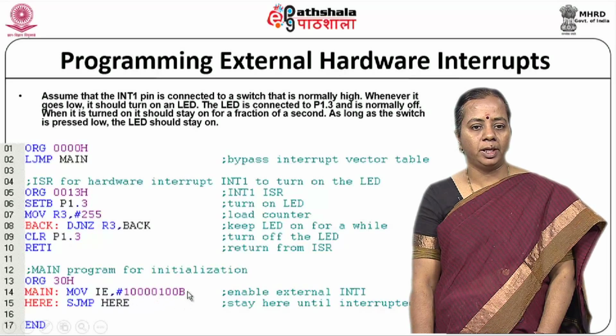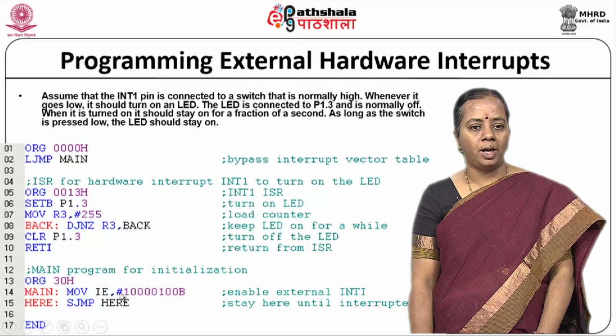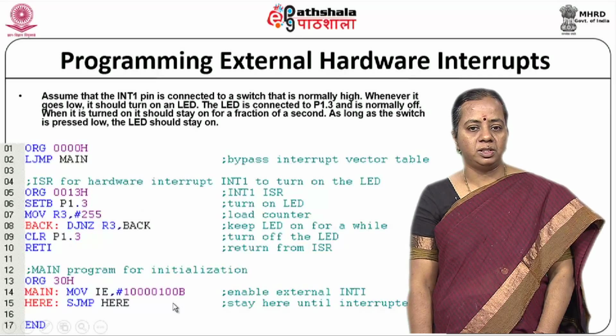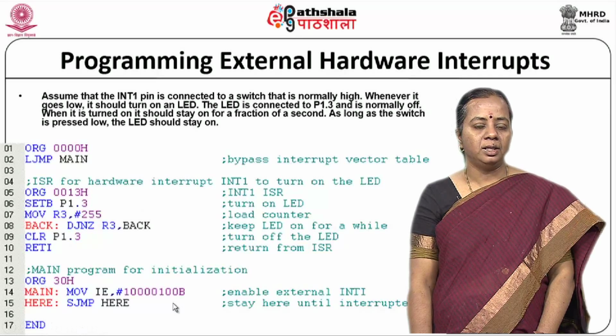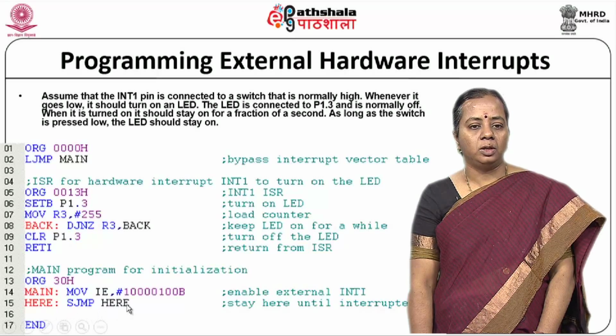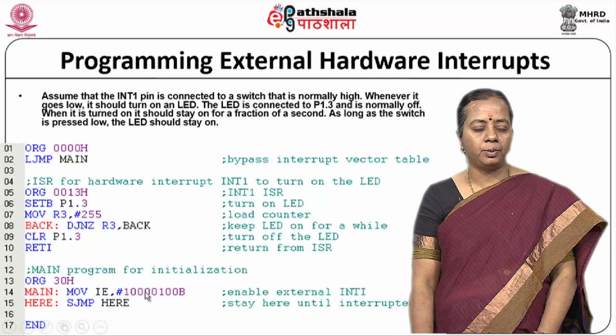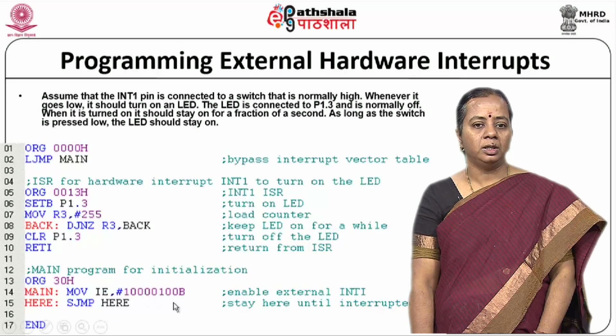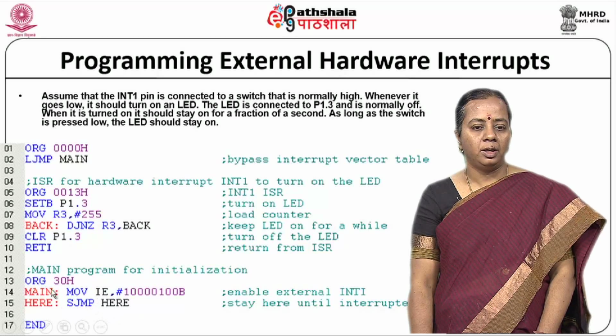#10000100B. So, when you look at this particular one, this one tells you that EA is enabled, and this one tells you that external interrupt 1 is also enabled. Both are enabled, which permits the system to use the external interrupt 1 service. And here SJMP here. So, now in the main we have given the permission, and we are making it an indefinite loop with SJMP here. We have not written any other code over there.